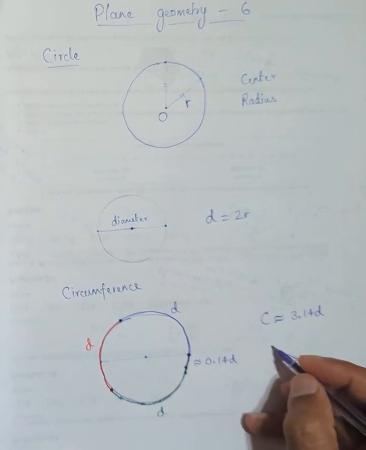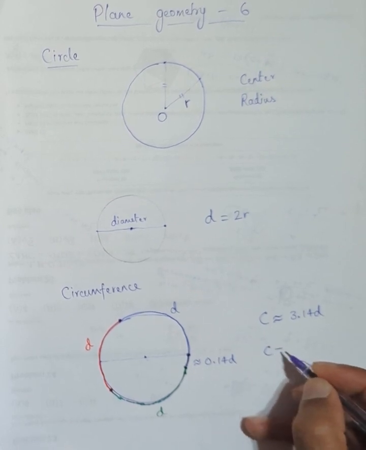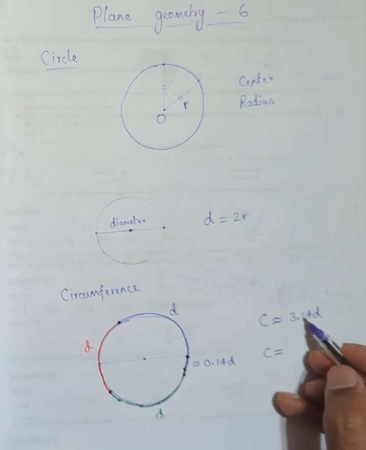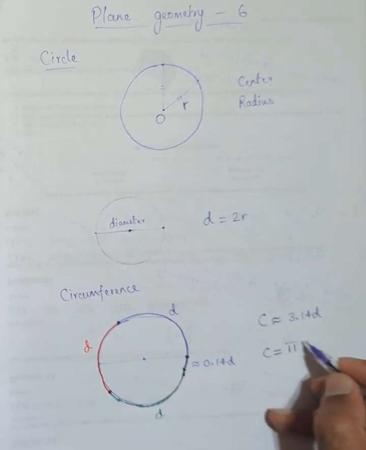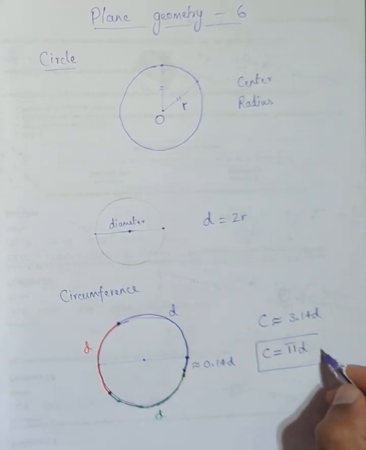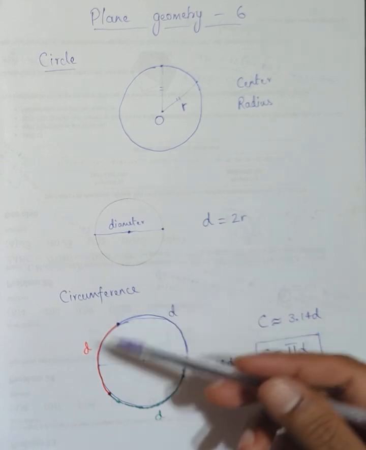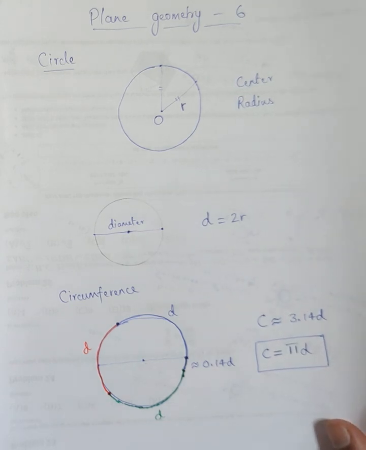Now, if I want to use the equality, if I want to know exactly how much the circumference is, then I will replace this number 3.14 with pi. And that's actually the definition of pi. So how is pi defined? It's defined as the number of diameters that can fit in the circumference of any circle. So that's the formula for circumference.